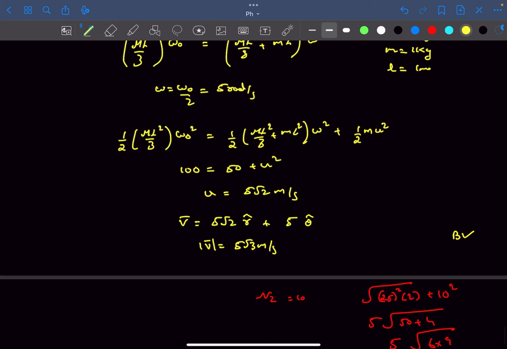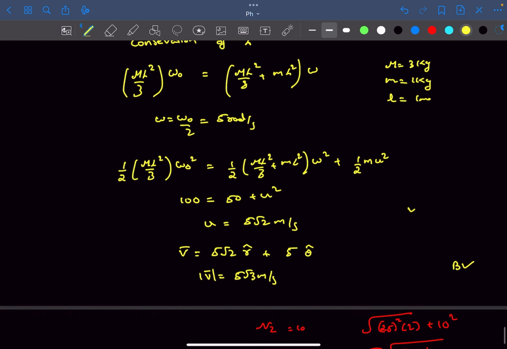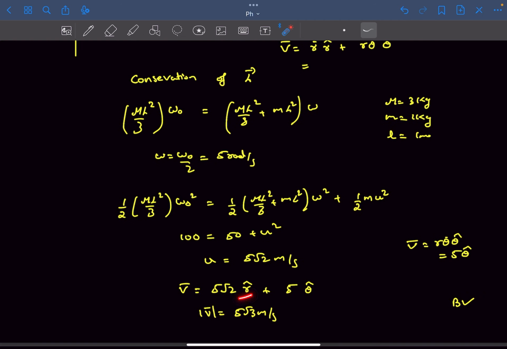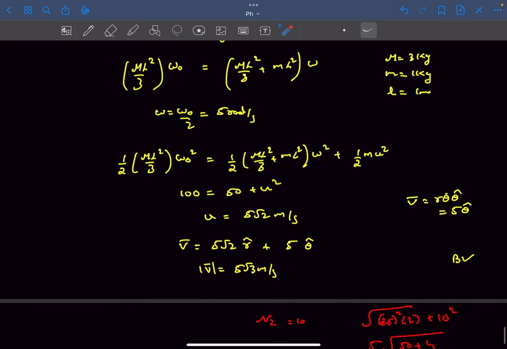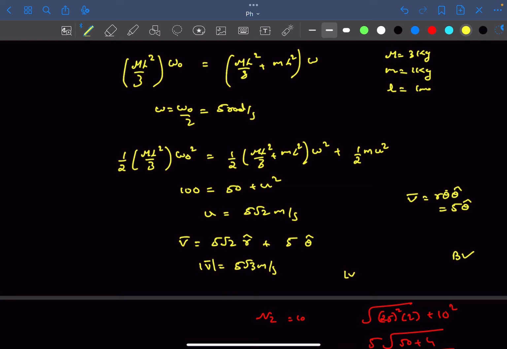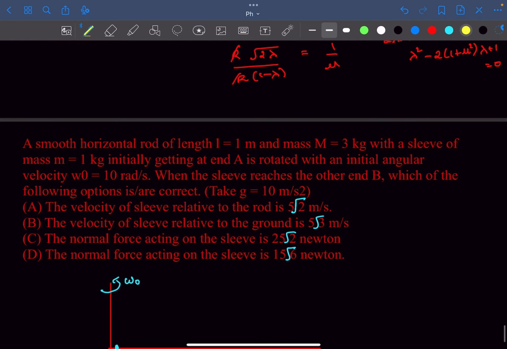So that is correct. And relative to the rod, well, the rod's velocity at the end point is going to be r theta dot in the theta cap direction, which means relative to the rod, we will only consider the radial component of velocity. So the speed of the sleeve relative to the rod is going to be 5 root 2 meters per second. So if we check the options, option A and B is correct.